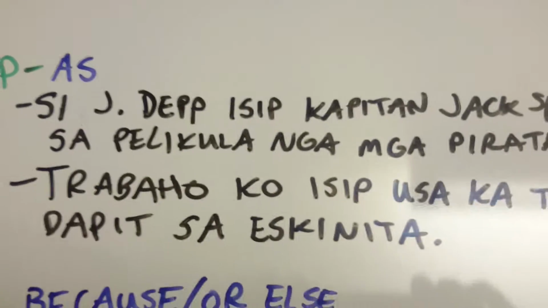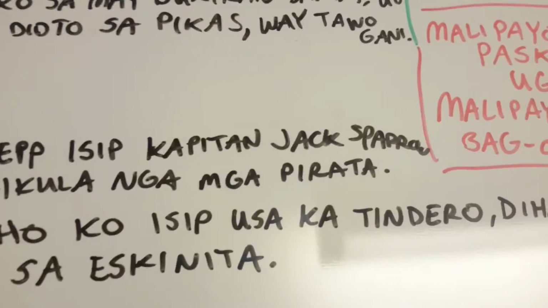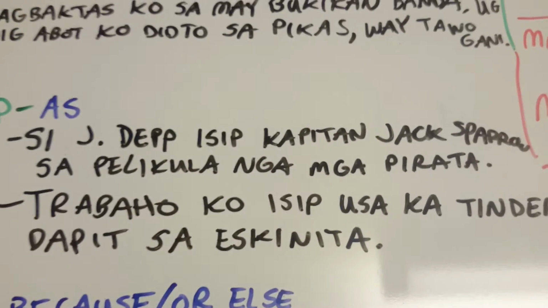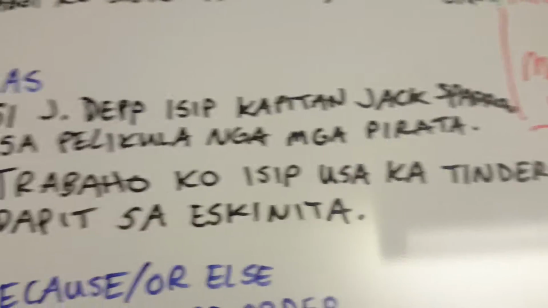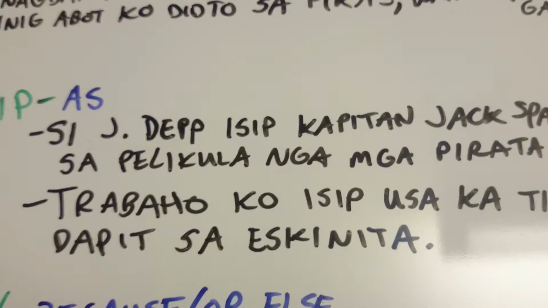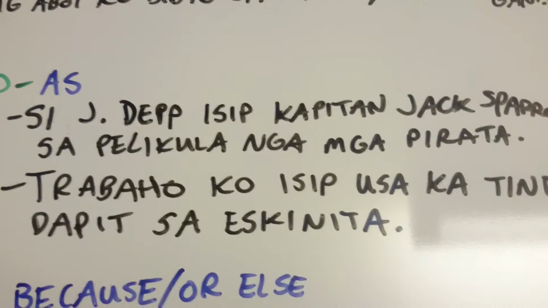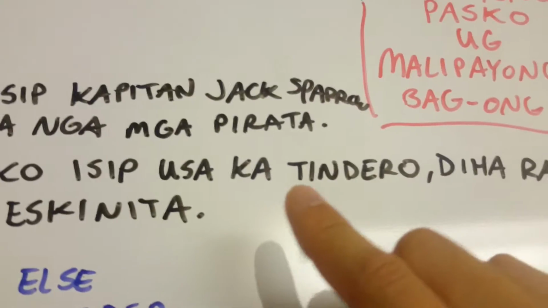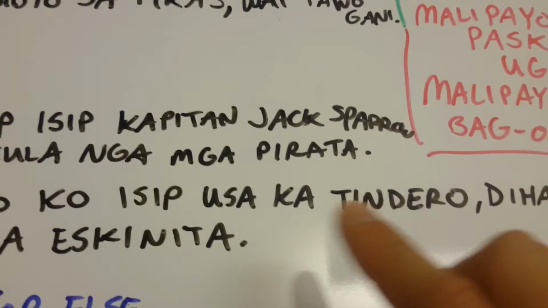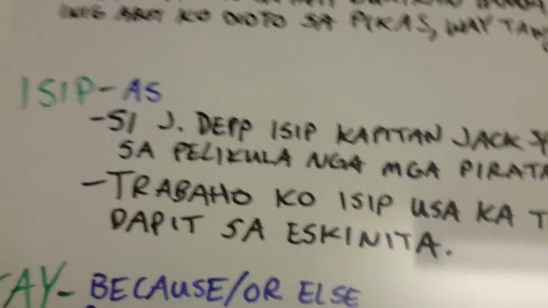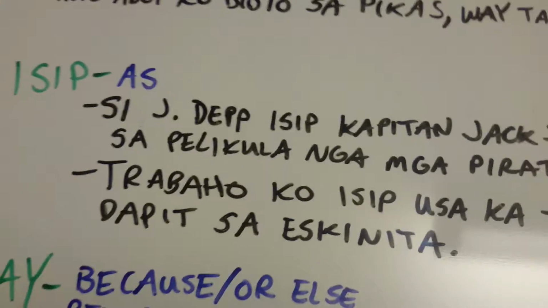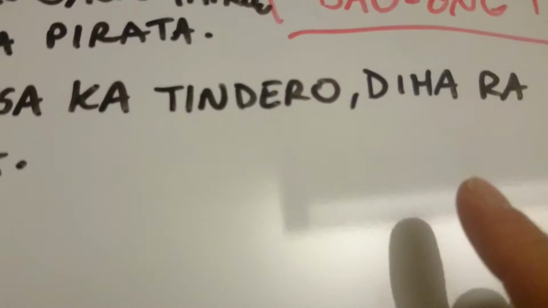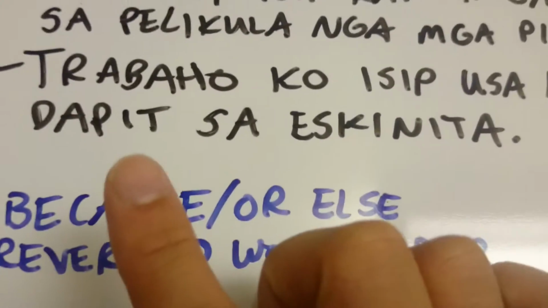The next one is trabaho ko isip usaka tindero diha ra dapit sa eskinita. Right? Trabaho ko isip usaka tindero diha ra dapit sa eskinita. So I work as, so yeah, trabaho ko means like I work as a shopkeeper or a storekeeper. Trabaho ko isip usaka tindero, as a shopkeeper, diha ra dapit sa eskinita, right? So just over there near the alleyway. So diha is like, oh, there, right? They're only near the alleyway.